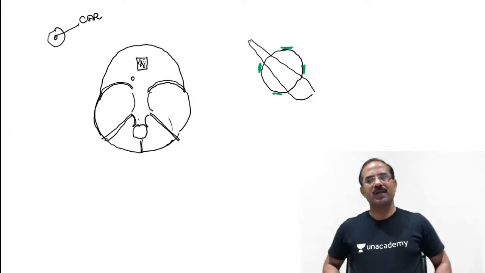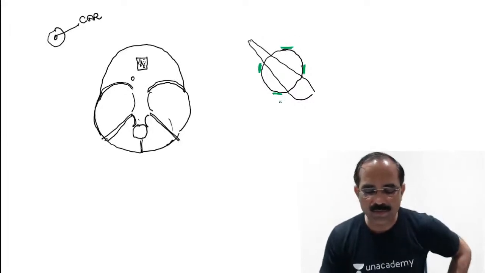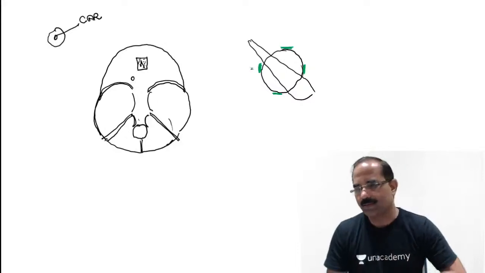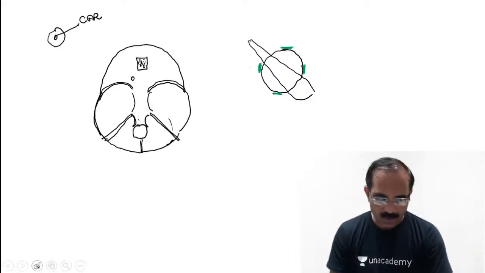These are the recti muscles. That's the superior rectus, the inferior rectus, the medial rectus, and the lateral rectus. So there are 3 compartments of the superior orbital fissure.